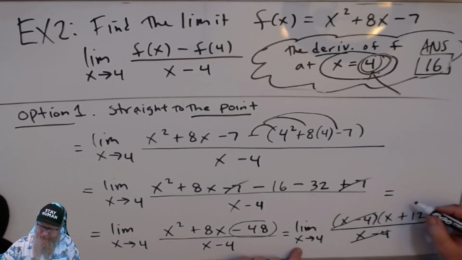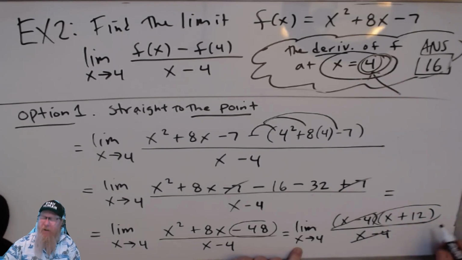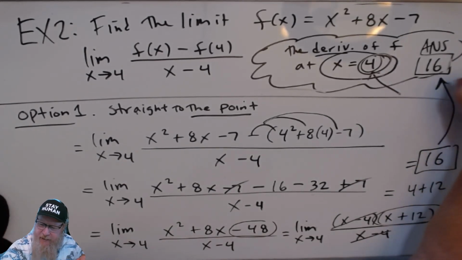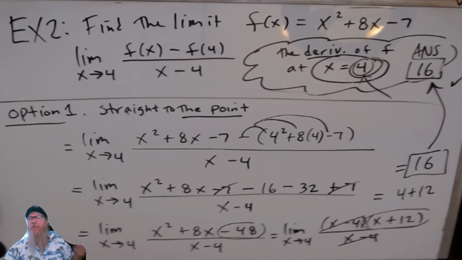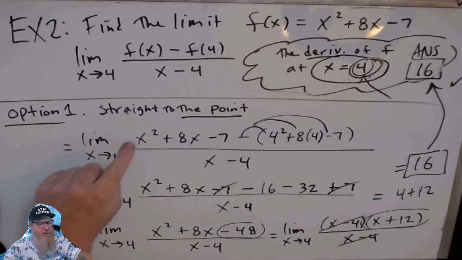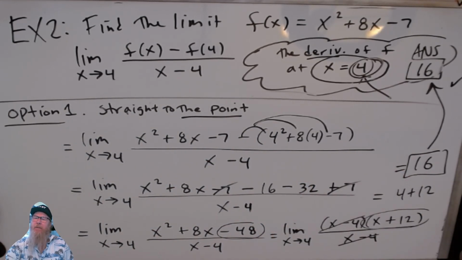All right, and so then this is the limit of x plus 12 as x goes to 4, which is 4 plus 12, which is 16. Check. It's exactly what we got last time. So you can wait and plug it in at the very end, or you can get straight to the point, plug in the number, and get your answer. So those are the two options for the derivative of a function at a particular value or at a particular point.